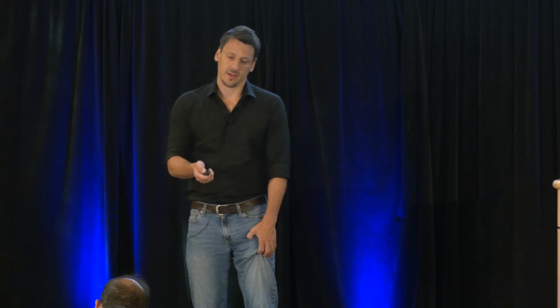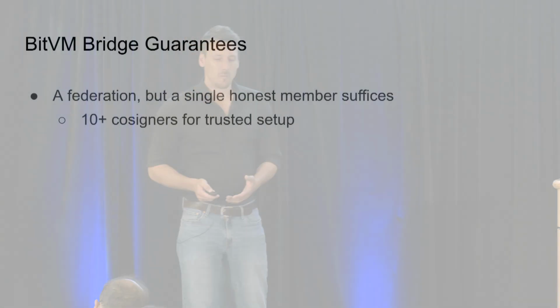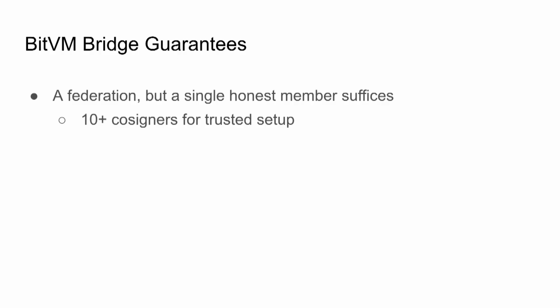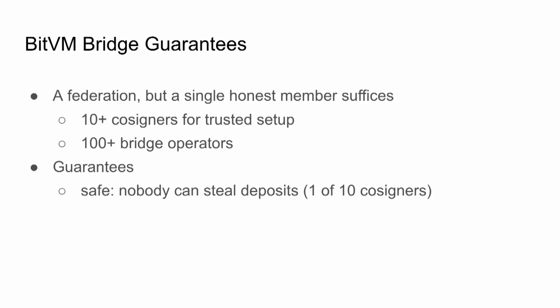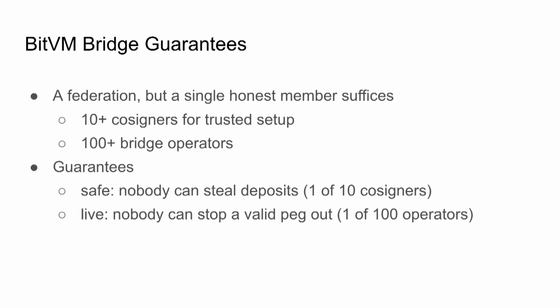Now, the guarantees. It is still somewhat of a federation, but we reduce it to a single honest member. We also need these cosigners to emulate that covenant. And we can have up to 100 plus operators. The guarantees are that nobody can steal money from the bridge as long as one of these cosigners is honest. And the bridge is live, so people will get their money eventually as long as one of these operators is live.